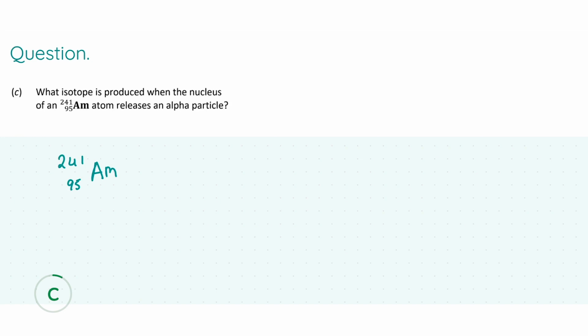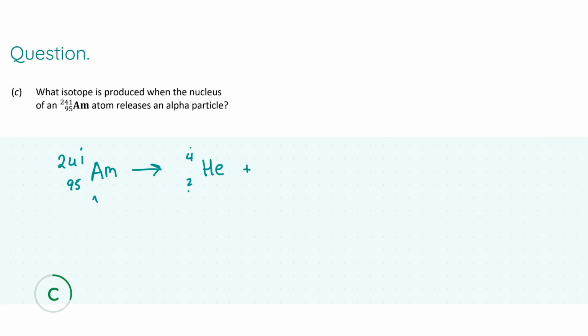So it's releasing an alpha particle, and you'll remember that an alpha particle can be written as 4, 2, helium. So it has 2 protons and 2 neutrons. Here's its atomic number, and this here is its mass number, or its relative molecular mass. So that's what this atom releases. So then what are we left with?